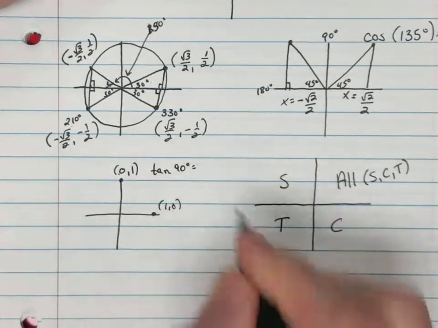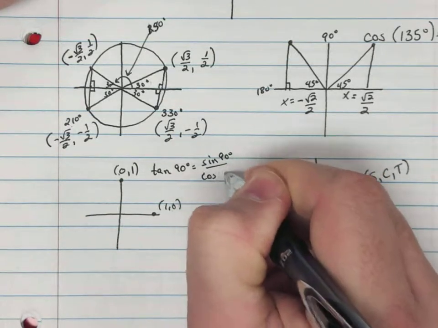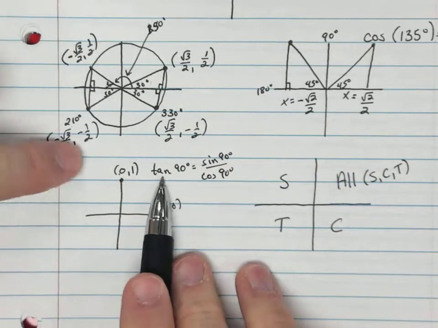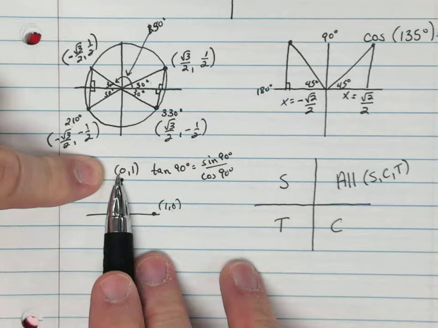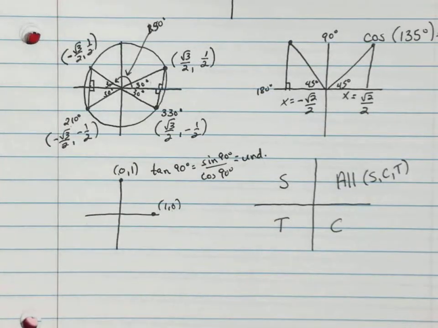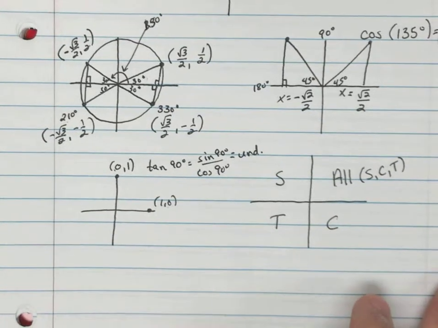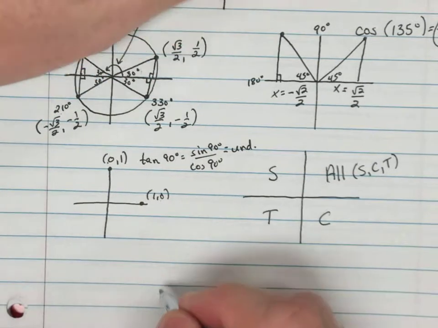If I ask you for the tangent of 90, remember it like this. Tangent is sine over cosine. So, if I ask you for the tangent of 90, do 1 over 0, which is undefined. Tangent of 90 is undefined. Again, I'll show you a different way to do that in just a second. Okay, so here's the process.